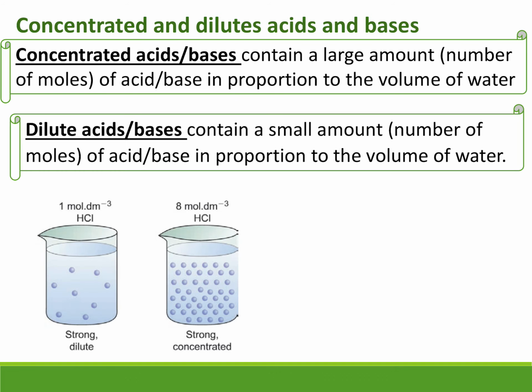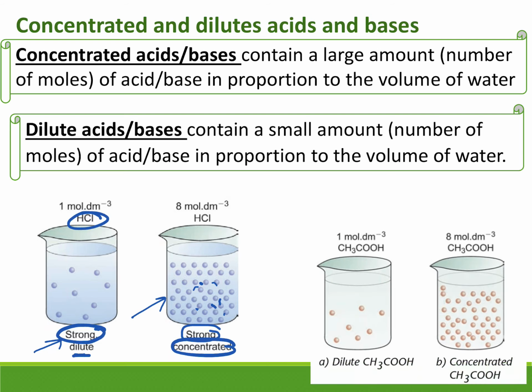So if we look here, this is a picture of a dilute solution of the strong acid HCl. It's dilute, but it's still strong. Here I have a concentrated solution, lots of HCl particles, but it's still strong. The difference here is the concentrated will just react faster. Rates of reaction, okay? But whether it's concentrated or dilute, it's still a strong acid.